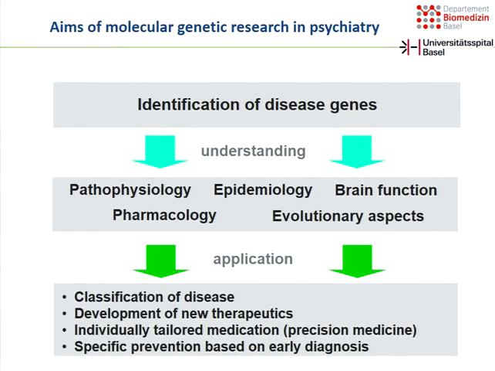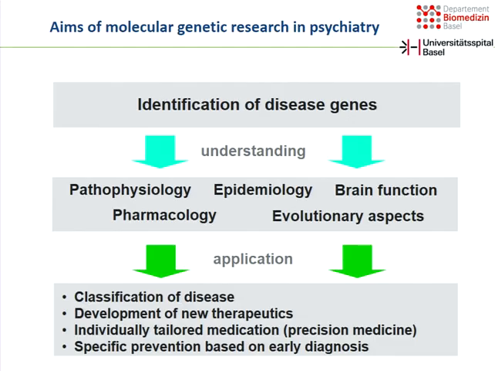So what are the aims of molecular genetic research in psychiatry? Basically, they have not changed in many years. We want to identify disease genes in order to understand the pathophysiology of these diseases. So what is actually going wrong in the brain, through these genetic variants that confer a risk. That also has to do with brain function. So we are learning something about brain dysfunction, and obviously that tells us something about normal brain function.